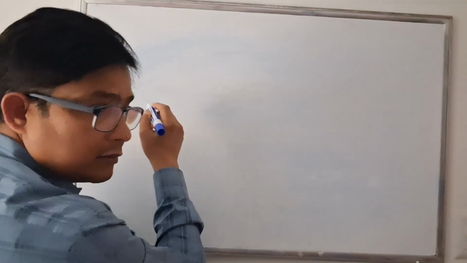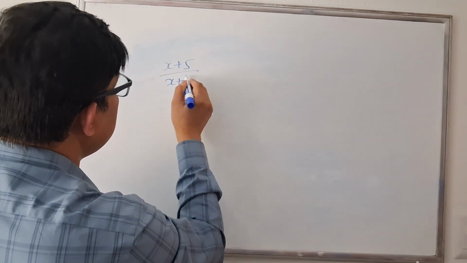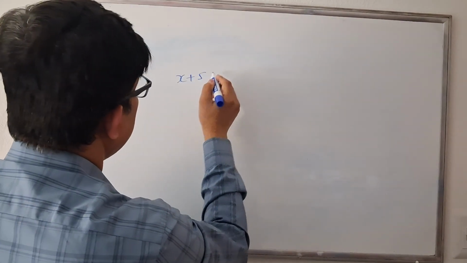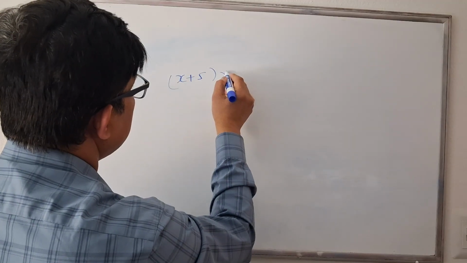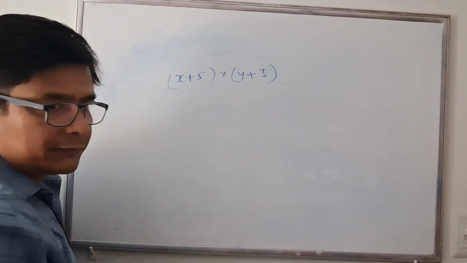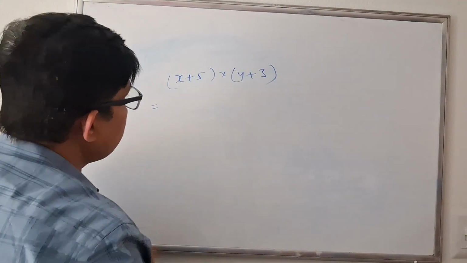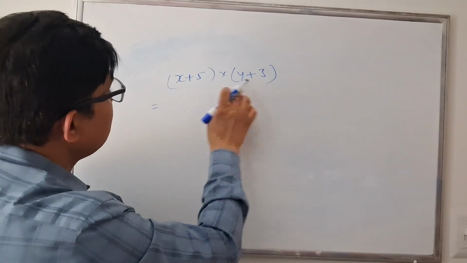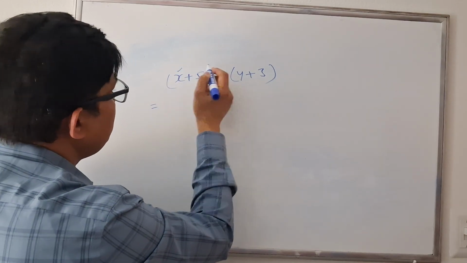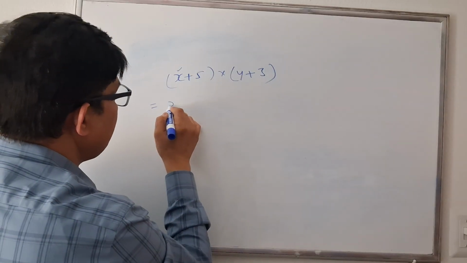Now, do you know the multiplication? Let's start with the basic one. x plus 5 times y plus 3. Okay? Let's say if you have these two terms, how you are going to multiply. Okay? So what you have to do, you have to expand it. So there are two terms. You have to multiply this with these two terms, then this with these two terms. So you can expand like this.